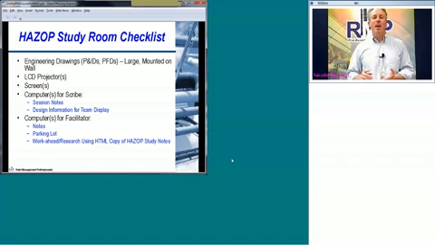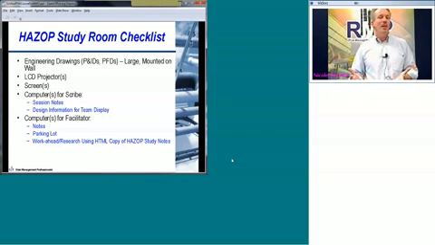A projection screen, of course, and computers for the scribe. They're going to be taking the session notes, probably using one of the several HAZOP study software packages. It's usually those notes that are projected, but having the design information in a PDF format on the computer also means that if you want to talk about certain design details, those can be displayed and you can bring the team's attention to them.